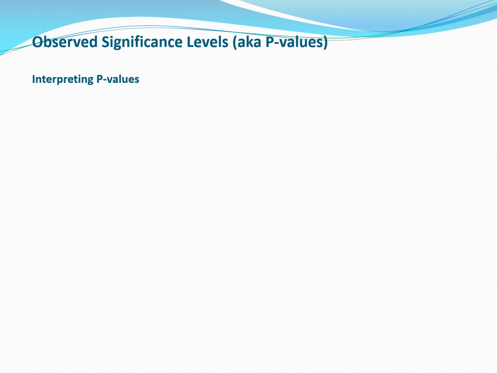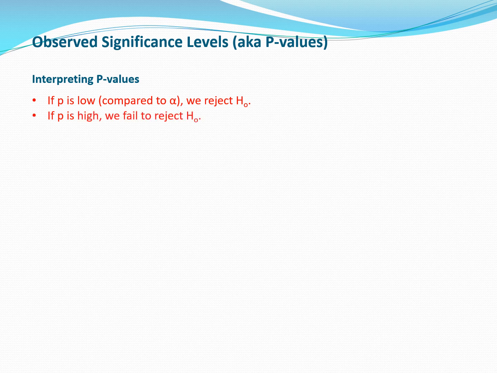How about interpreting? Well, interpreting the p-value, really easy. If p is low, reject the null hypothesis. If p is high, we fail to reject. It's that simple. And you're going to know there's a couple different ways of remembering this.